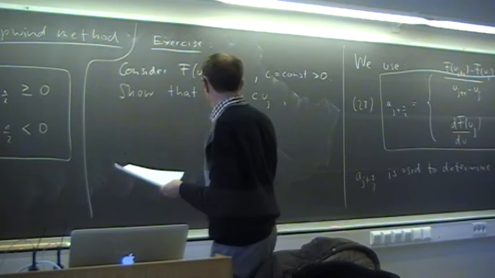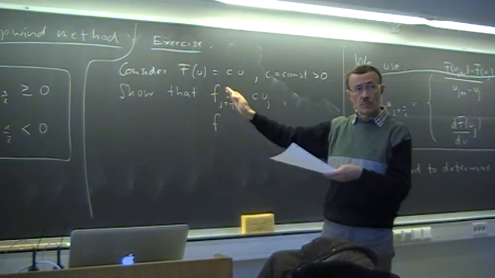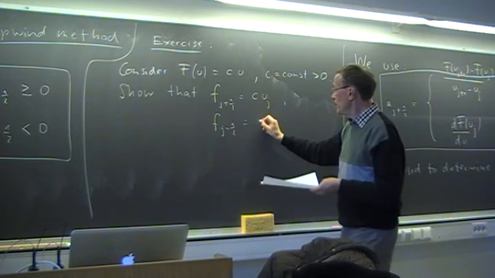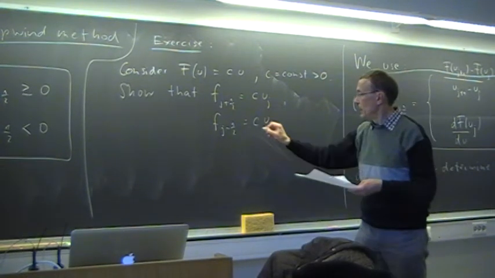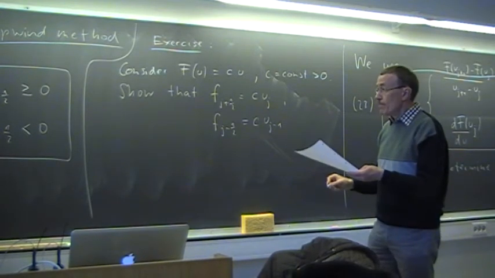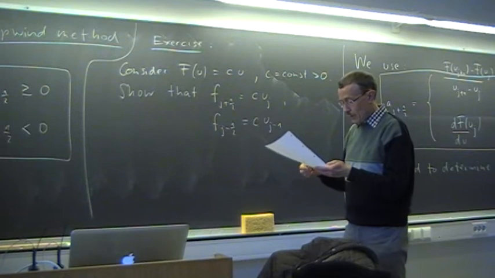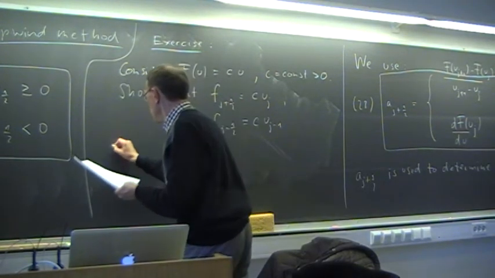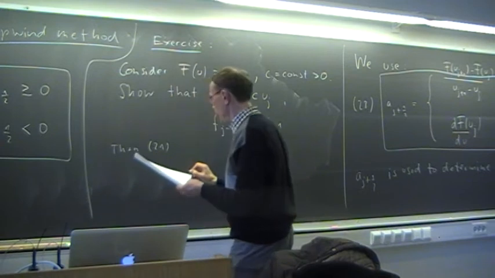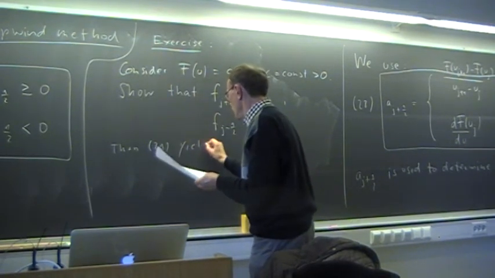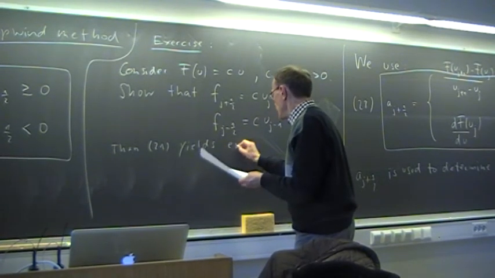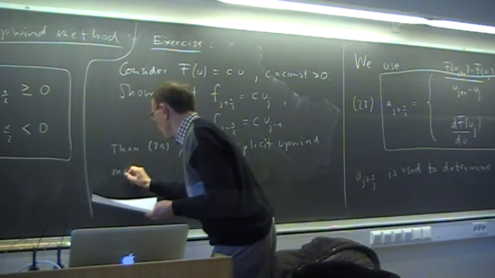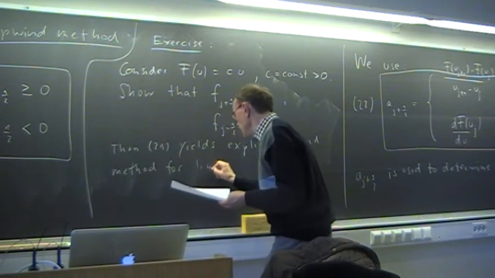and if we move the index by 1 to the left, so we take j minus 1, we get j minus 1/2, and then we get here c u j minus 1. And then what we should get from that is that the conservation form of the equation 21 yields the explicit upwind method for the linear advection.